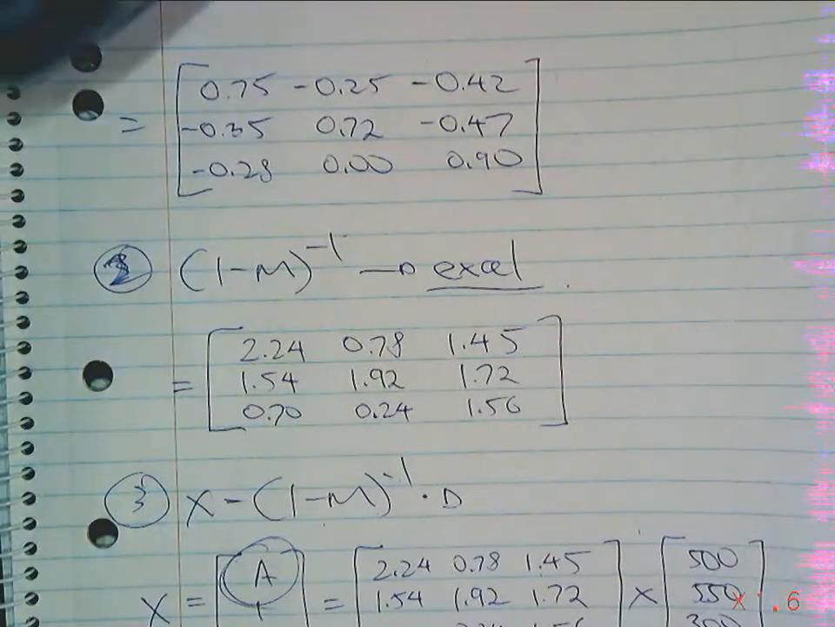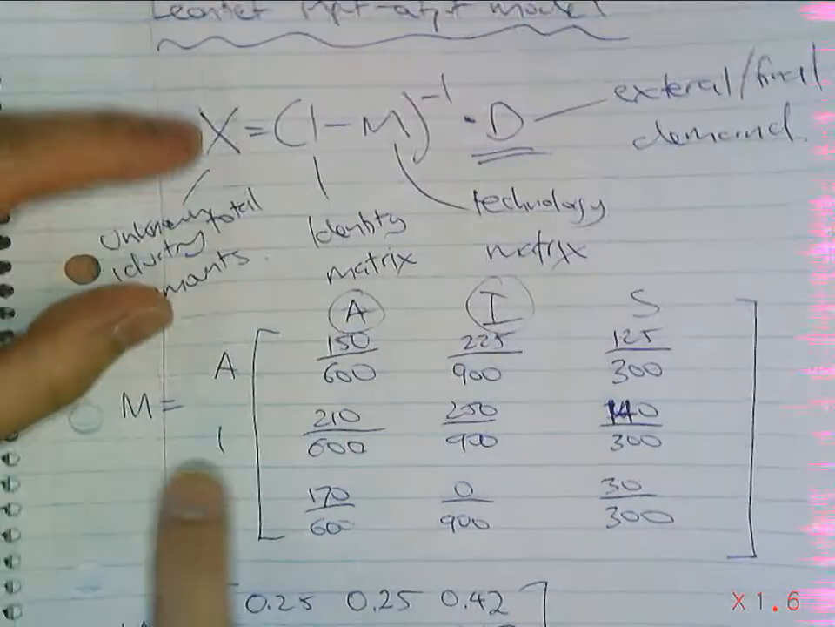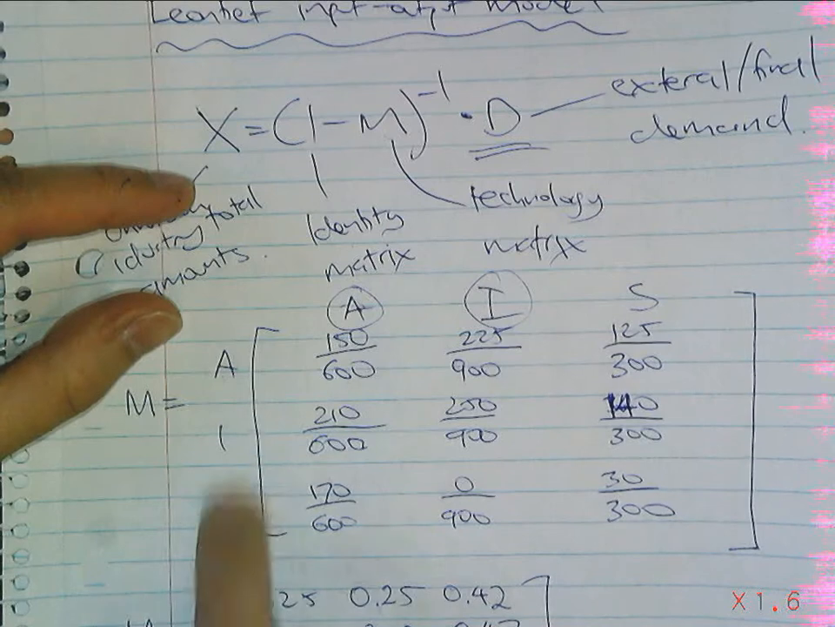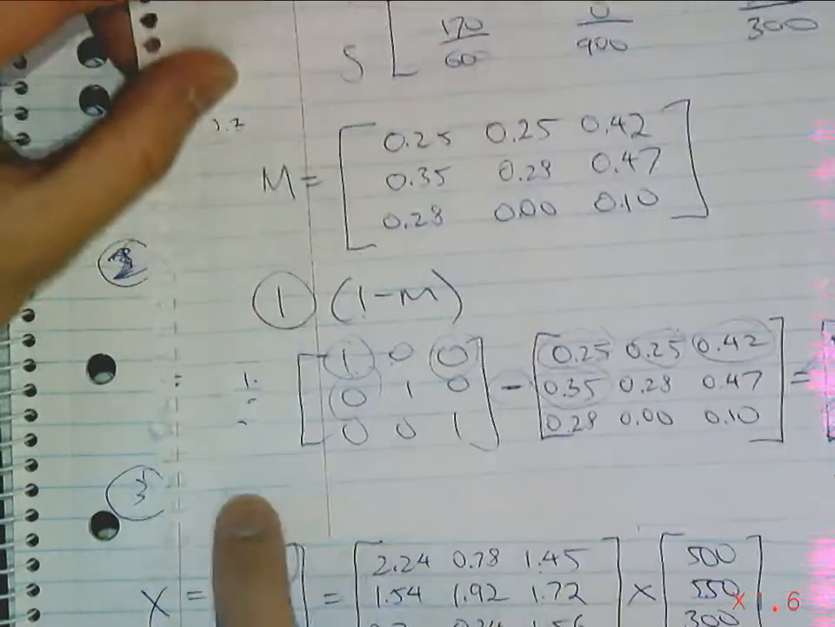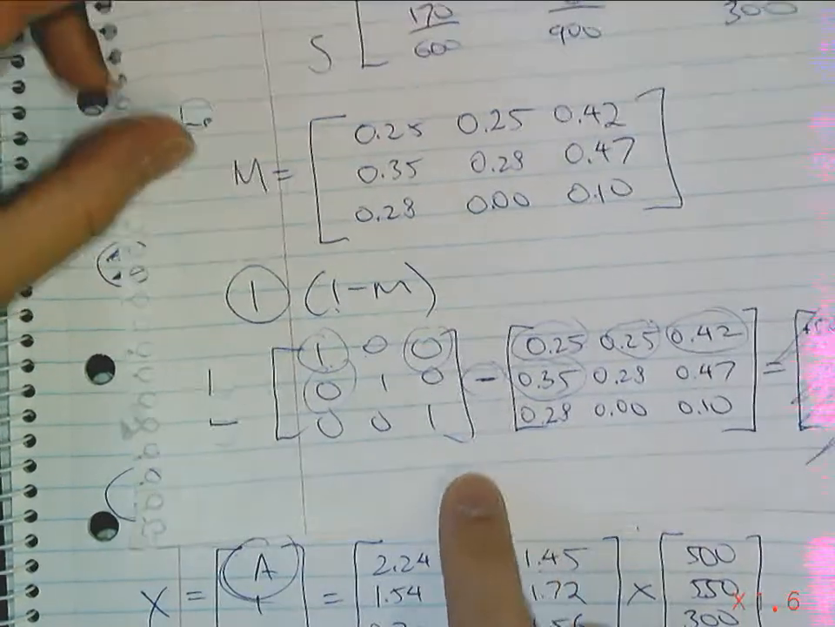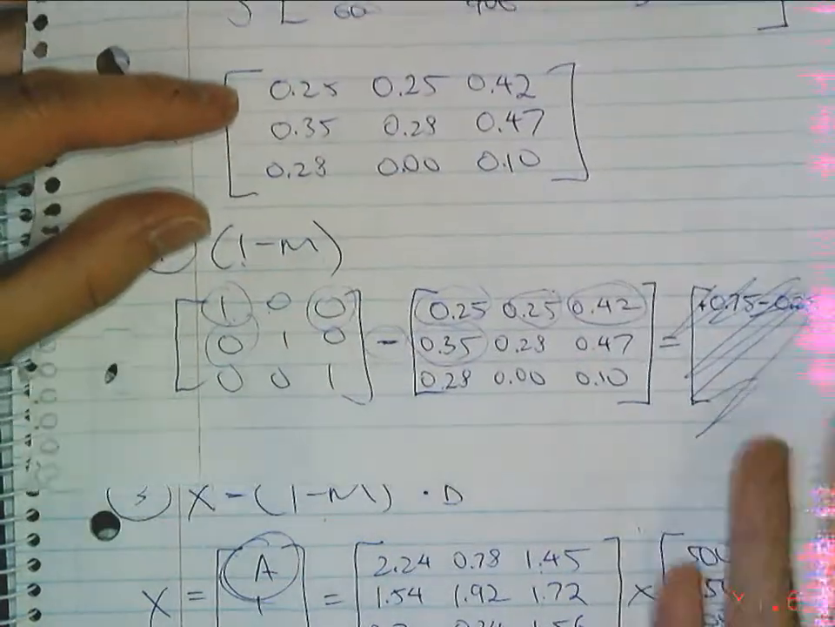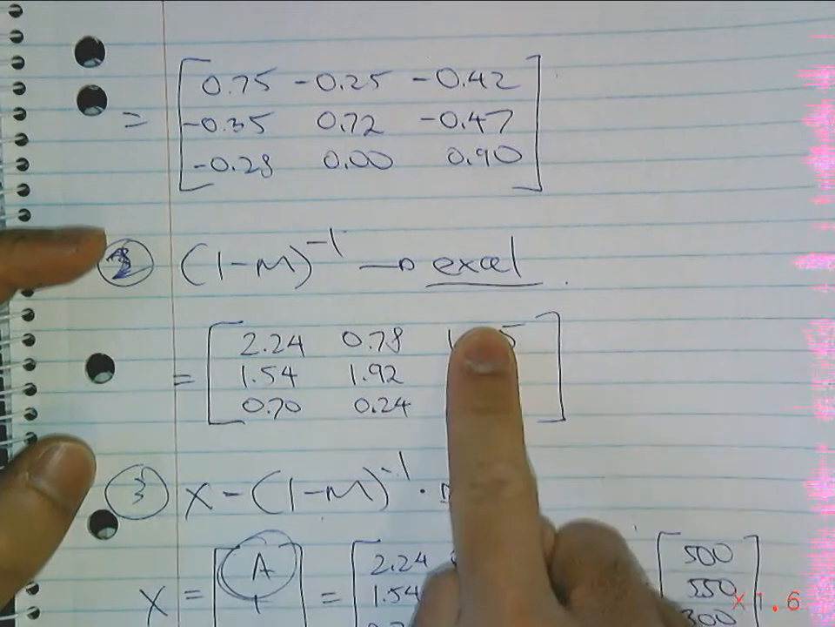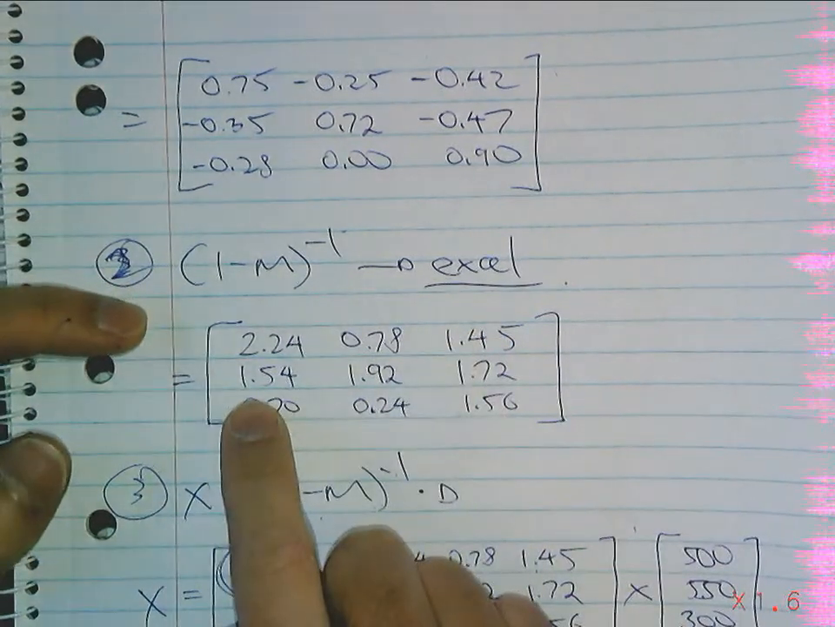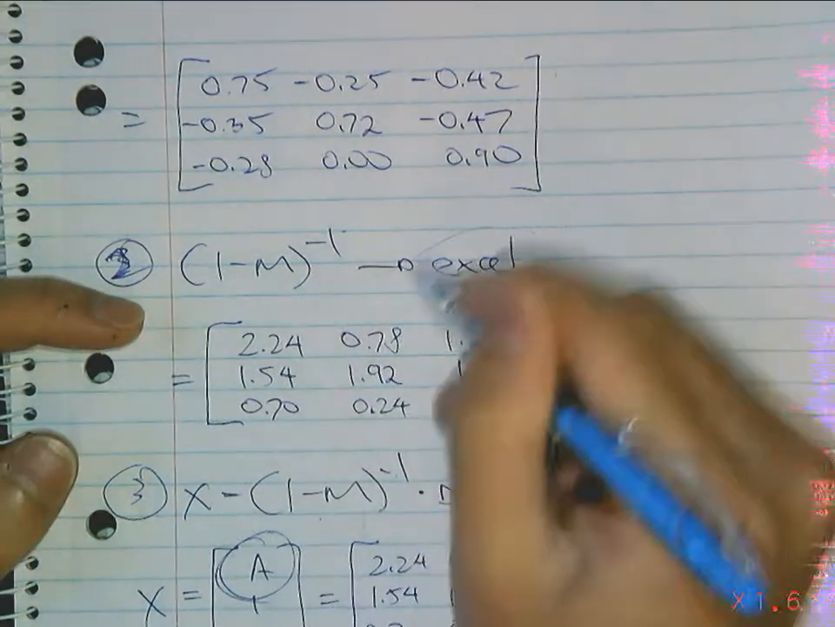So let's start from step 1. You're going to create your technology matrix. This will be 32 by 32, but the process is the same. You're then going to go I minus M. This will be a 32 by 32 minus a 32 by 32. Same maths, just bigger. Then you're going to find the inverse of a 32 by 32. You'd be crazy to do this by hand. What are you going to do? You're going to use Excel.